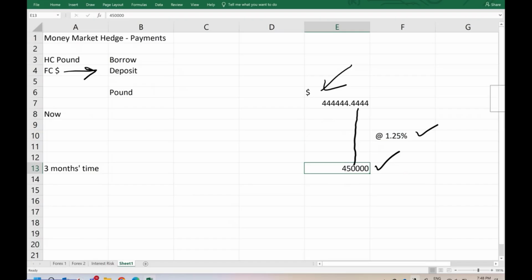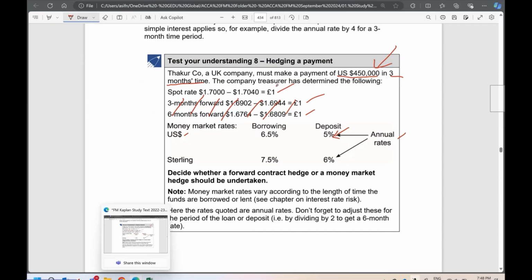Now, this money we need in pounds. And we need the spot rate. Spot rate is given to us here. Which rate will we choose?